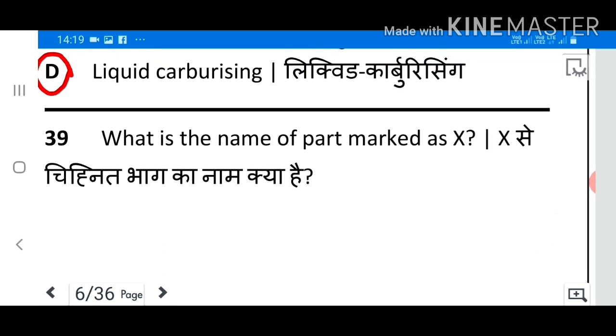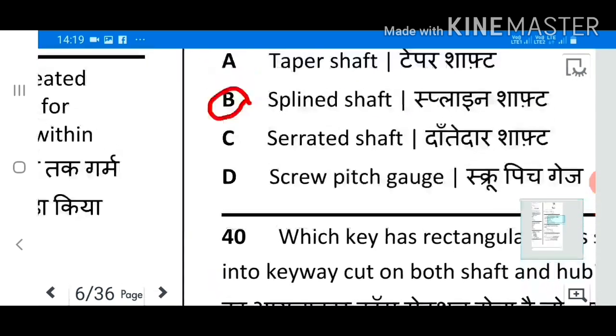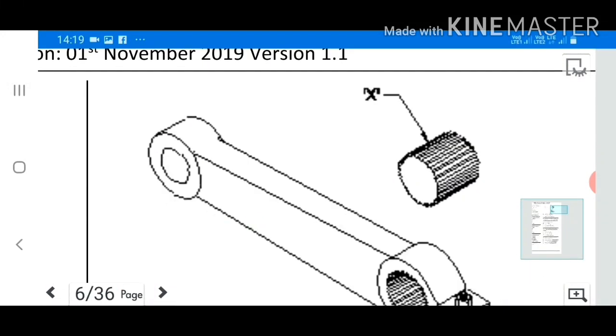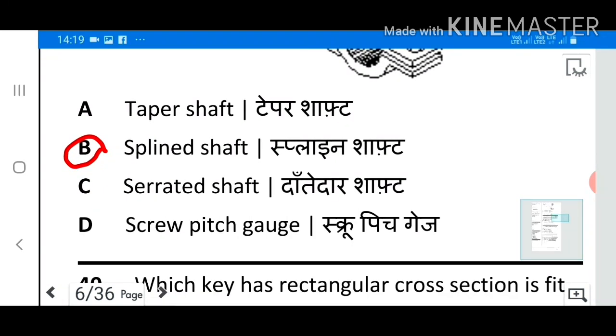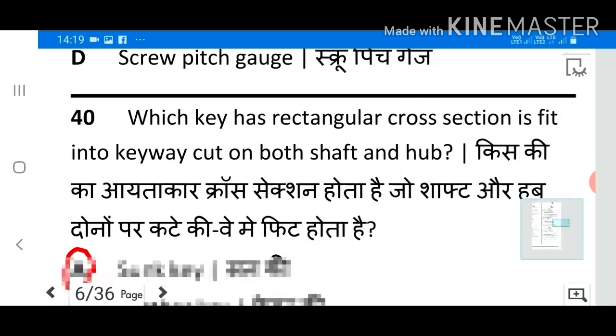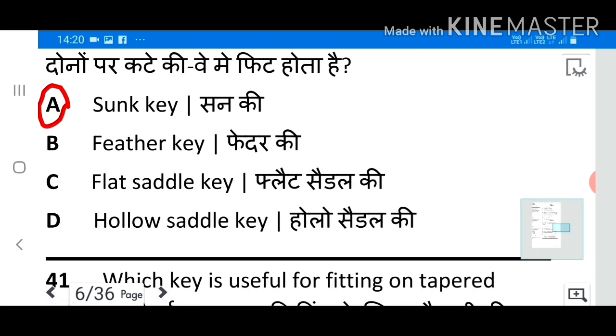39. What is the name of part marked as X? Answer B. Splined shaft. 40. Which key has rectangular cross section and fits into keyway cut on both shaft and hub? Answer A. Sunk key.